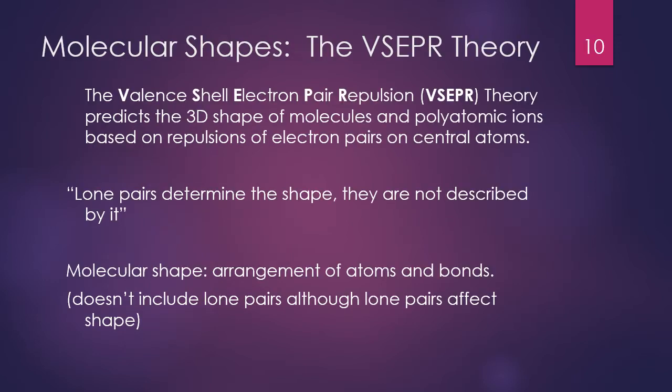So why are we learning to draw Lewis structures? The reason we're drawing Lewis structures is so that we can apply the VSEPR theory to them. VSEPR stands for valence shell electron pair repulsion. What this does is it predicts the 3D shape of molecules and of polyatomic ions. This shape is determined by the repulsions of these electron pairs. So the lone pairs that we're drawing in these Lewis structures are going to determine the shape of the molecule itself.